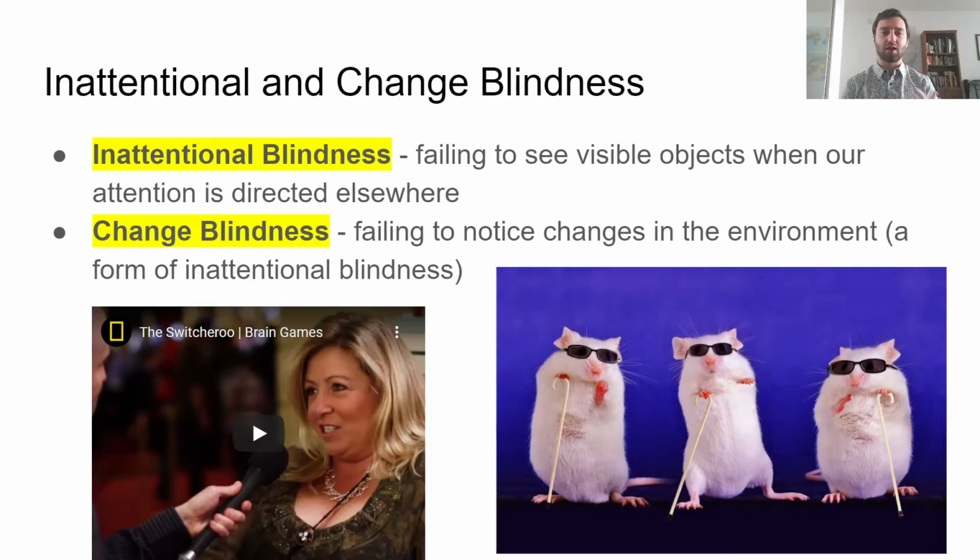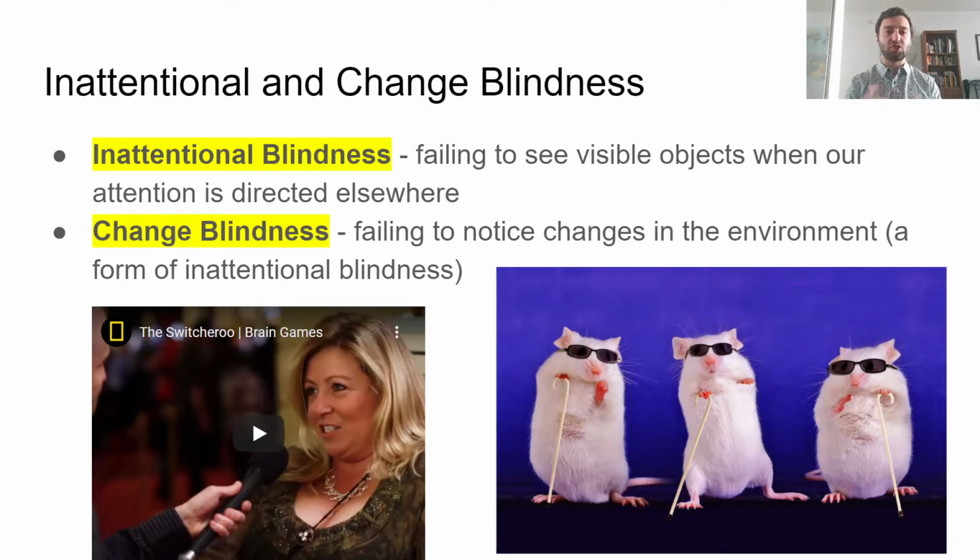Now, again, we're going to play with this stuff a little bit in class, and we'll show you an example. But the idea is, if we're focusing on one thing, it's hard. I can't focus on something else, and so I'll miss it. I won't even see it. Now, this is focused on something visual. If I'm looking at something, I'm not going to see something else.